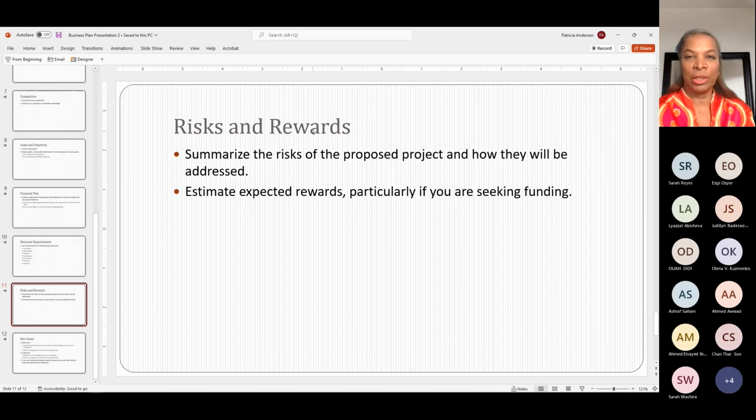When you do a SWOT analysis, you want to look at the risks. Risks look like threats on the SWOT. So SWOT is strengths, weaknesses, opportunities, threats. So risks are things that you don't have any control over. Kind of like things that you don't know are going to happen, such as COVID. When COVID happened, it just shut everybody down. You had no control over it. You just had to respond to the risk. So you want to identify the risks and identify how you will address the risk. And you also want to do your expected rewards.